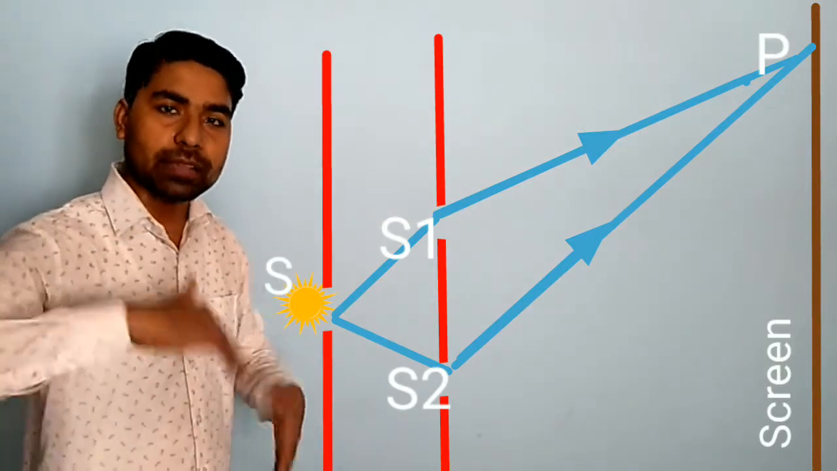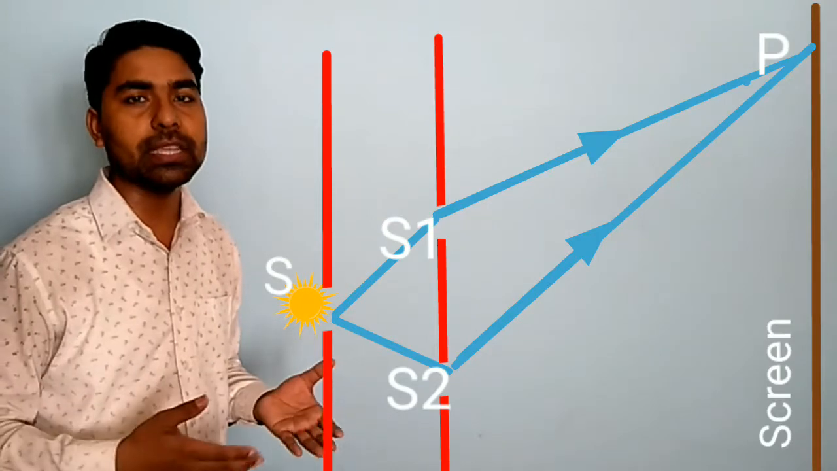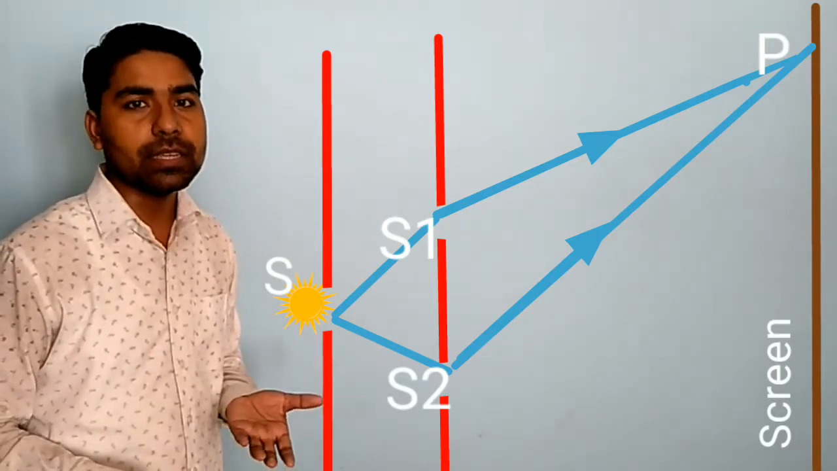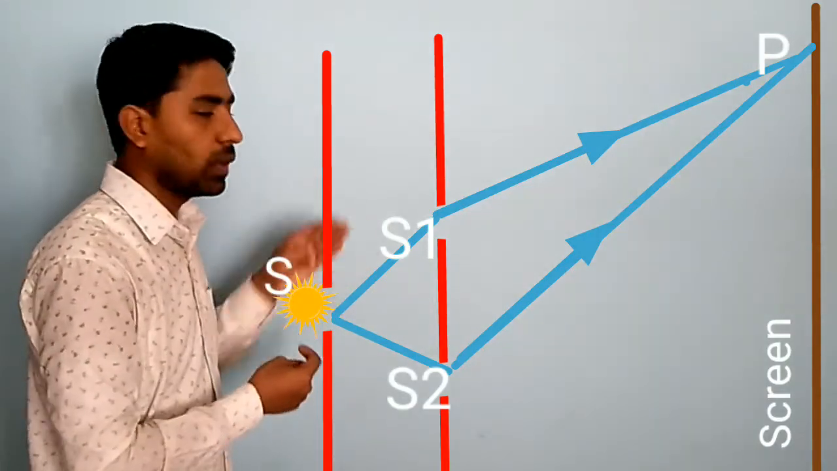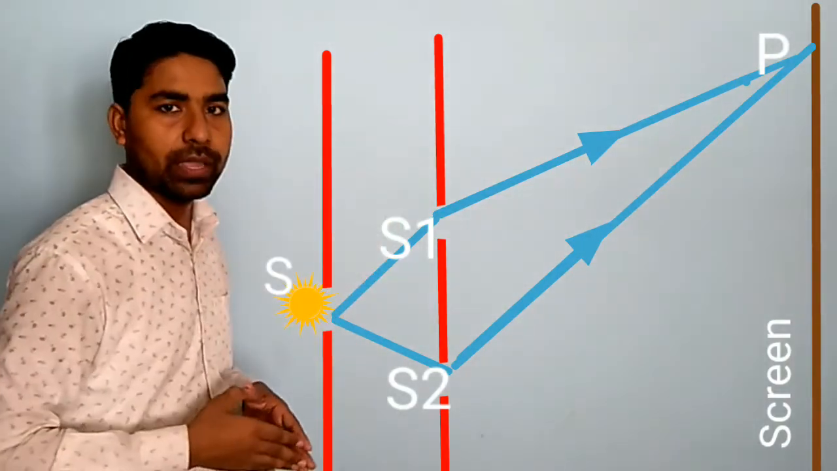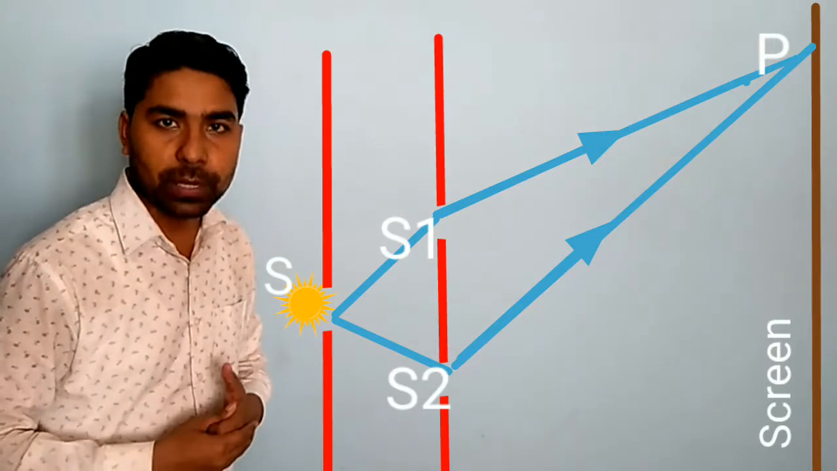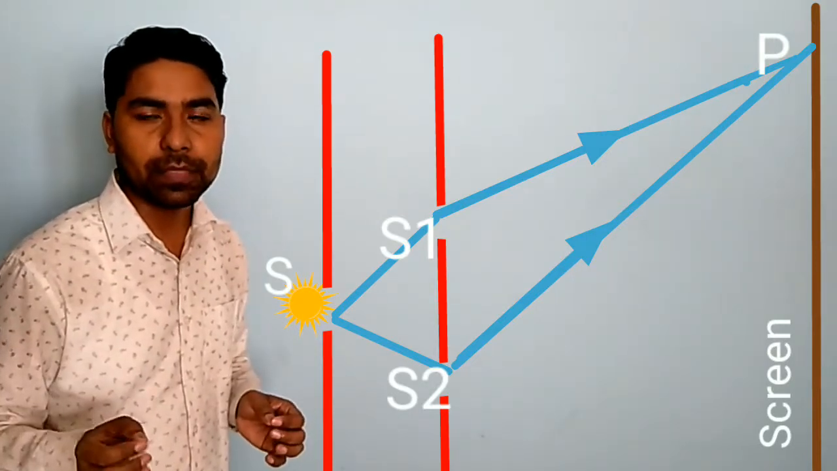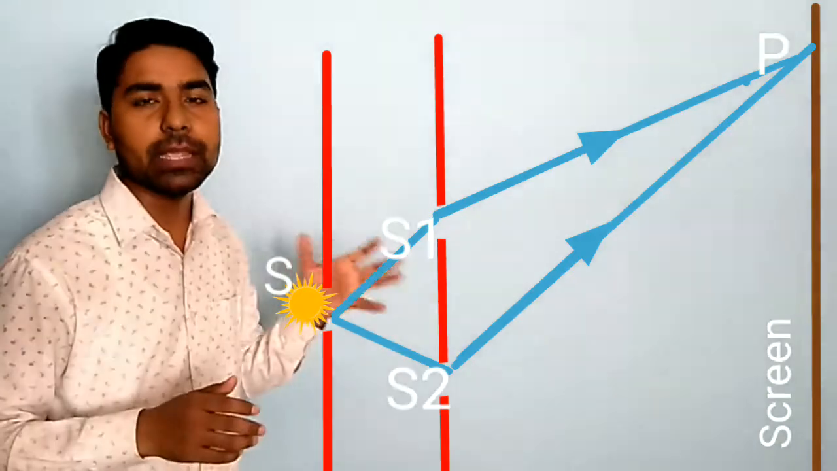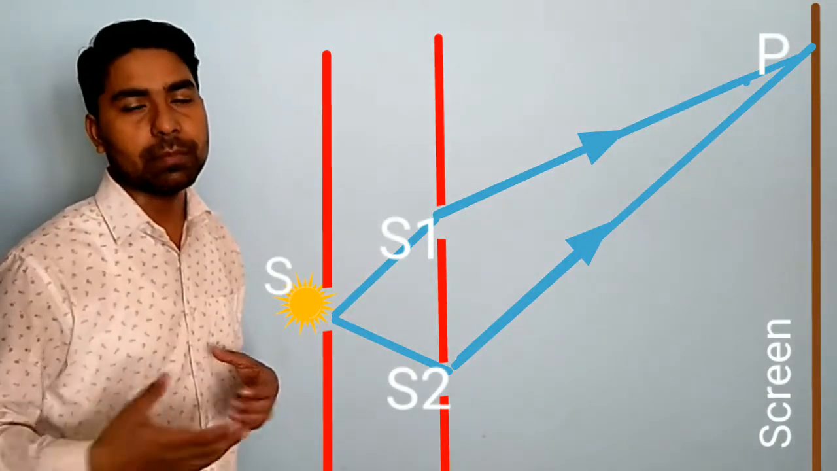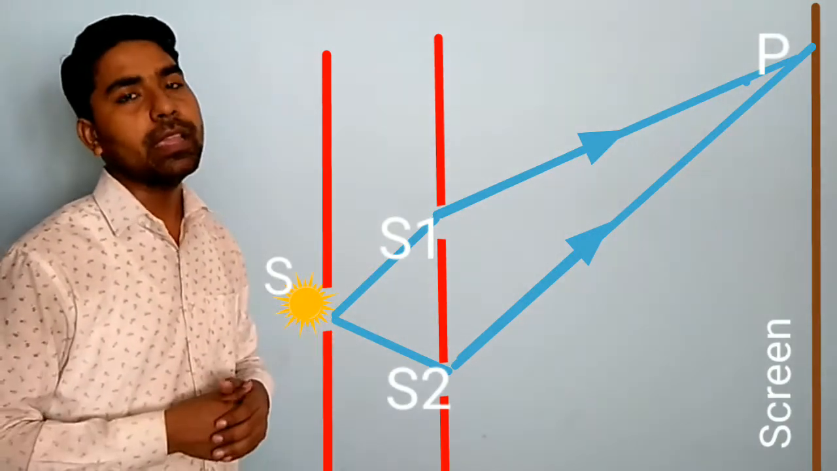Will there be maxima, meaning maximum intensity? Will there be minimum intensity? What will be there? If the two waves from S1, S2 are superimposing at the point in the same phase or with a constant phase difference, there will be maximum intensity. And if they are meeting out of phase, there will be minimum intensity. So let's see further in detail.